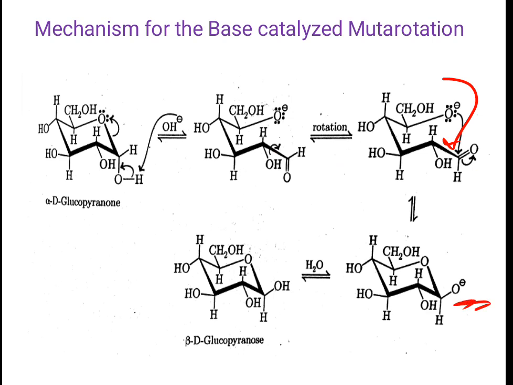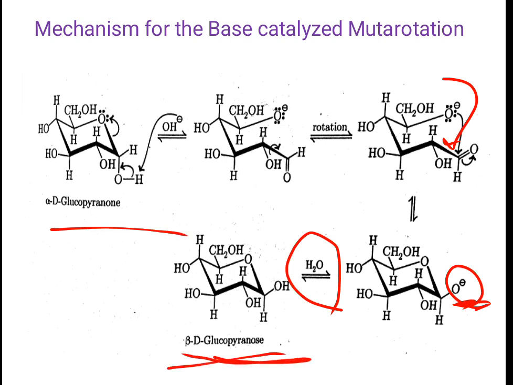Actually it is in the basic condition, that's why this will form O minus, not OH. And after the protonation, or if you add some water, this O minus will take a proton from here, and then you will get the beta D glucopyranose structure. So again alpha to beta in case of base catalyzed mutual rotation.